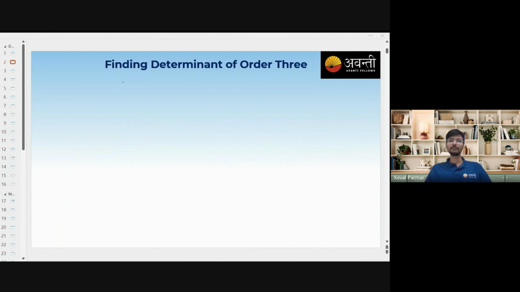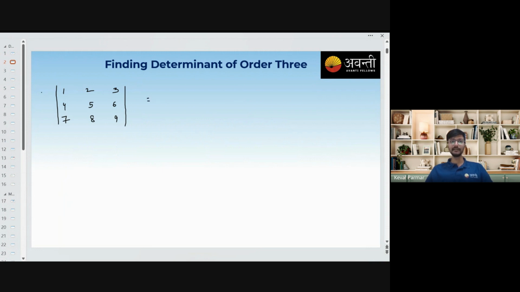Finding the determinant of order 3. I mean, we don't have to discuss all the basics. What is a determinant? What is a matrix? I think we can start from here. So determinant of order 3. Let's take an example. I have a determinant 1, 2, 3, 4, 5, 6, 7, 8, 9, and I want to find its value. So how do we find it?